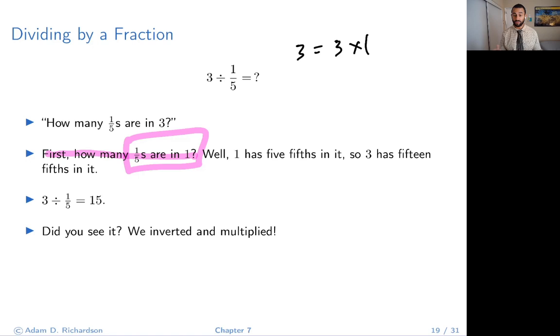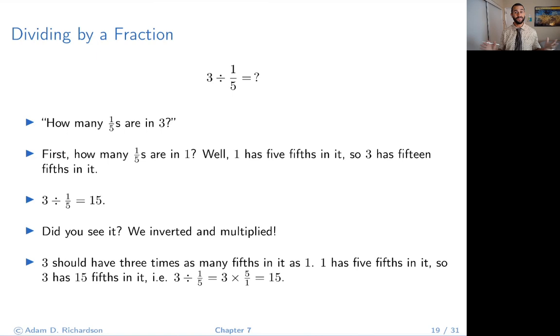Now you know why. You can ask why, and you can explain why. Hopefully, right? And if not, you'll be able to explain by the end of the class. So 3 should have 3 times as many 5ths in it as 1. Well, 1 has 5/5 in it, so 3 has 15/5 in it, and that's why we get the answer 15.